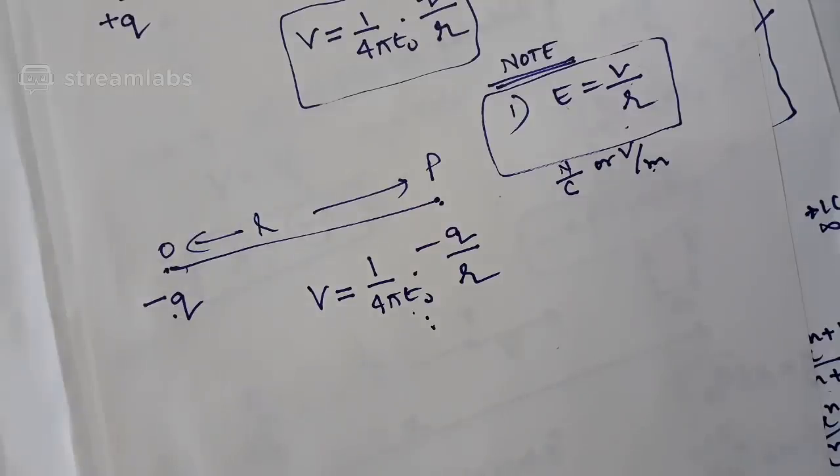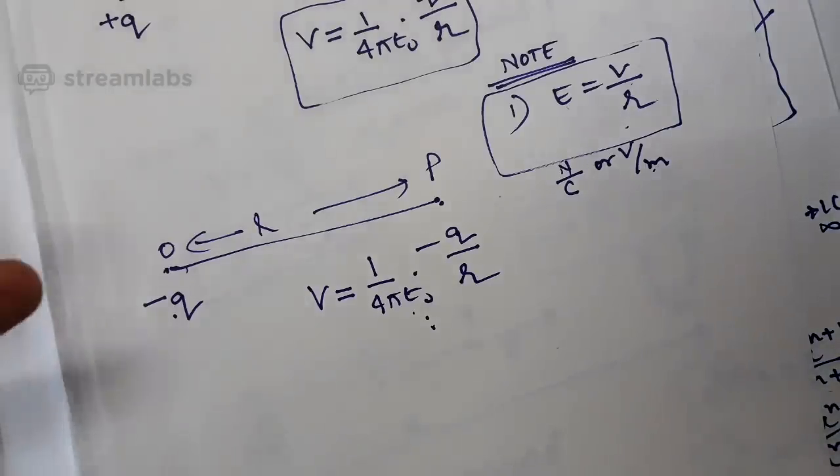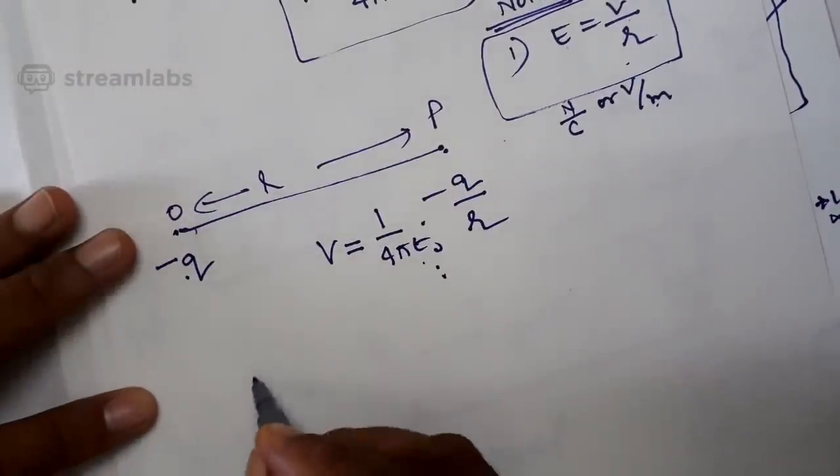Even I have told you one more point. Have you remembered? If you move away from the positive charge, potential goes on decreases. If you move away from the negative charge, potential goes on increases. That also can be understood clearly here. So I'll take an example and tell you.